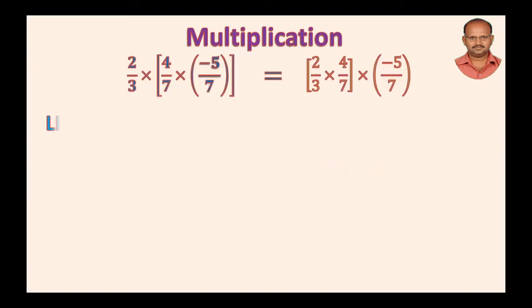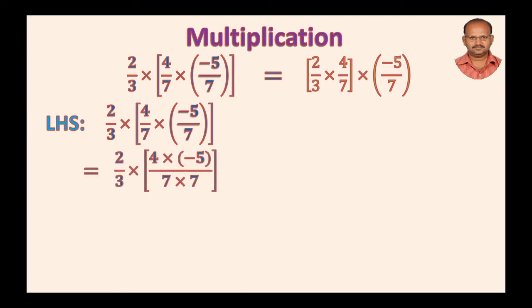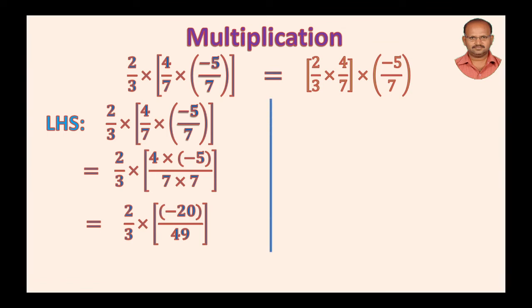LHS is equal to 2 by 3 into within brackets 4 by 7 into minus 5 by 7. 2 by 3 into product of numerators, that is 4 into minus 5, product of denominators 7 into 7, then that is equal to 2 by 3 into minus 20 upon 49, then that is equal to, in numerator 2 into minus 20 upon 3 into 49, then that is equal to minus 40 by 147.